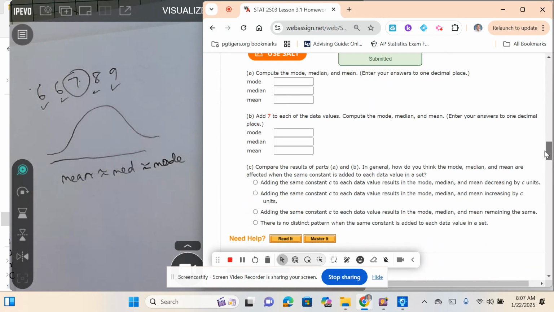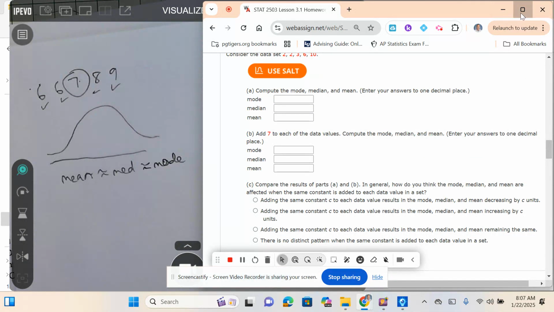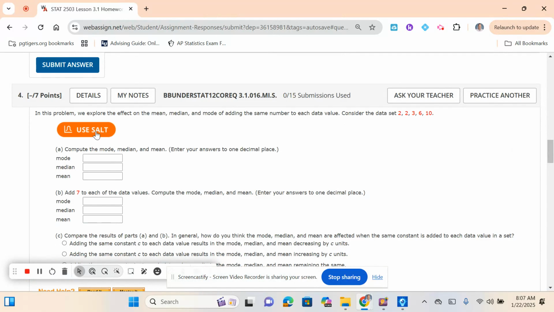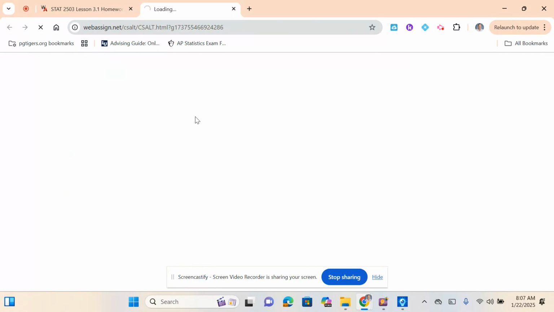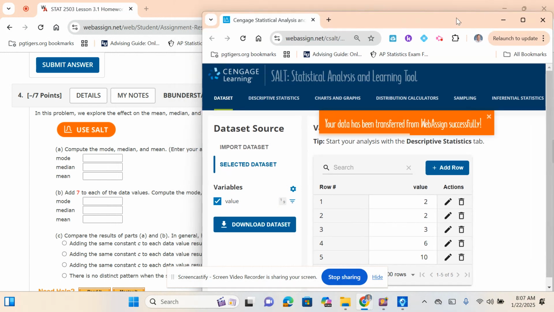All right, now you're going to be introduced to your BFF, SALT. Okay, SALT, you're going to love SALT. Okay, so let's go to number 4. Compare the mode, mean, and median for this distribution. So I'm going to click use SALT. Okay, so click use SALT. And I'll do this in a separate window.